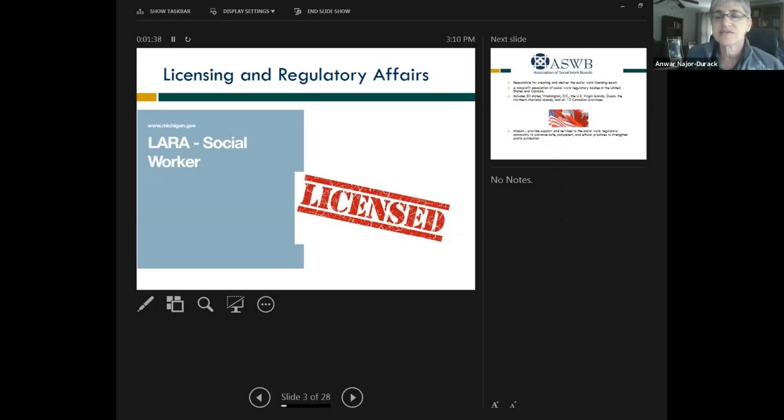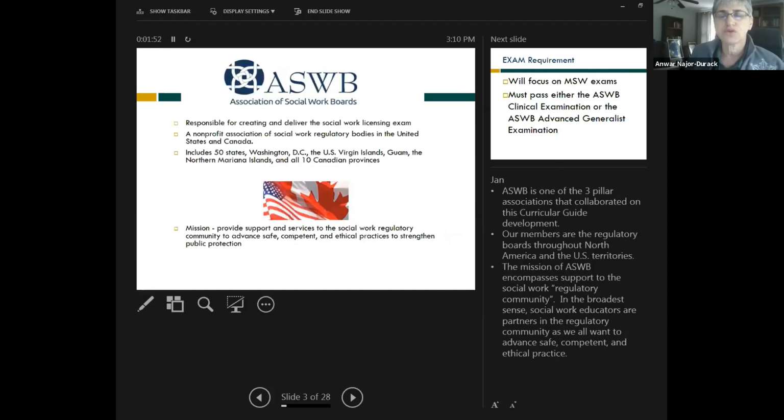Michigan has a protected license, in the sense that we have what we call title protection and practice protection. You have to be licensed to practice and to call yourself a social worker. If you aren't licensed, then it really is a felony in Michigan to say you're a social worker and to practice social work without that license. So it's important to be aware of that.